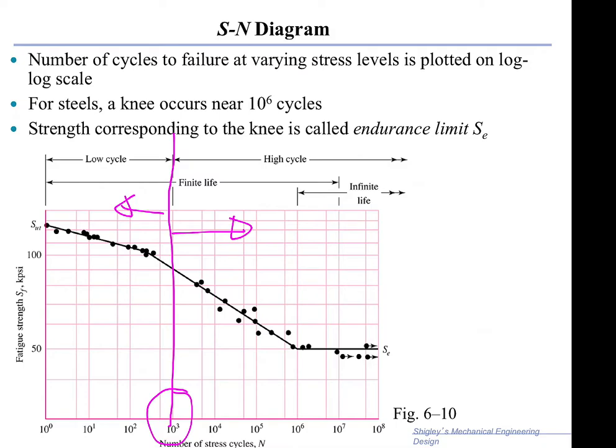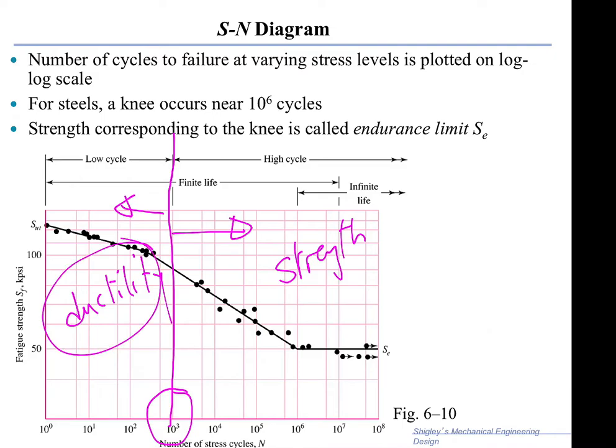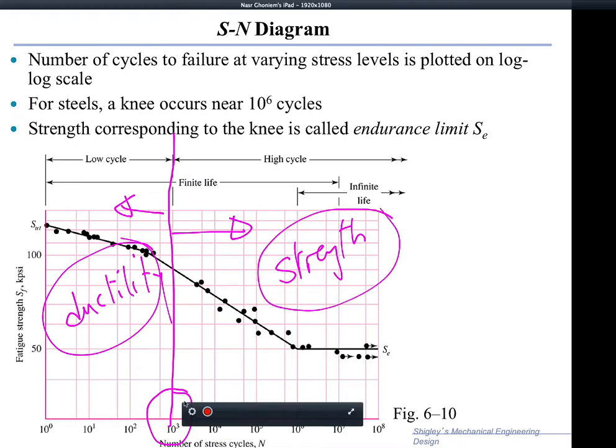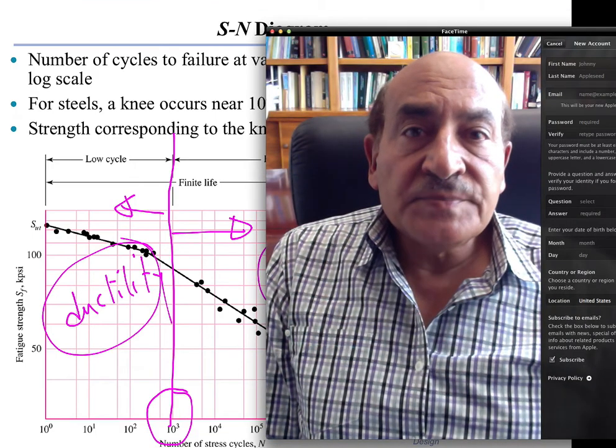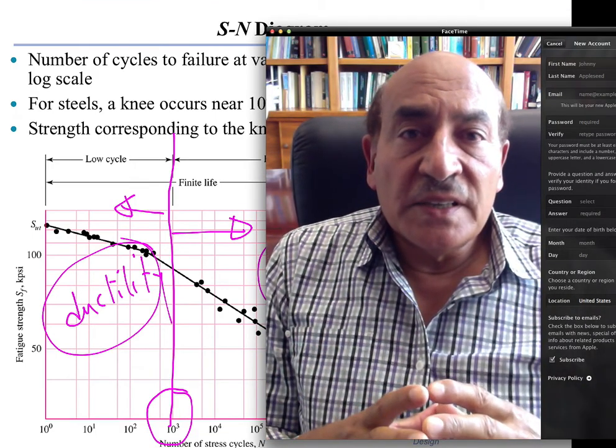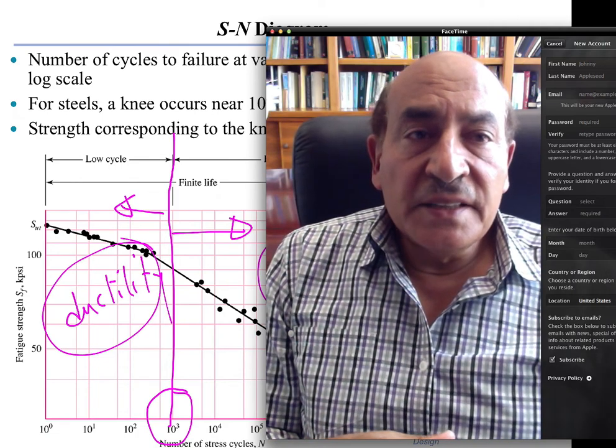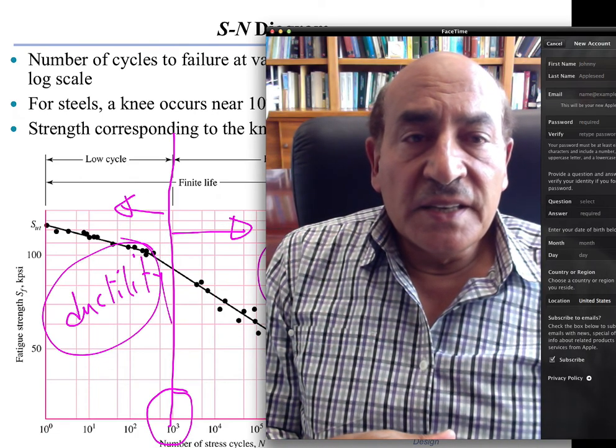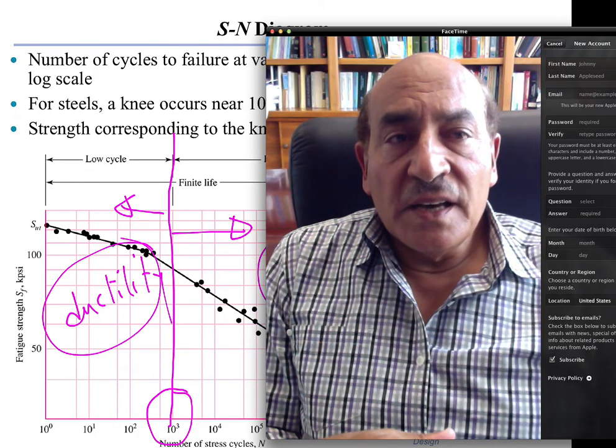In the low cycle fatigue, the ductility is what matters, and in the high cycle fatigue, the strength is what matters. So if you have a material that has a lot of ductility, then it will do well in the low cycle fatigue. However, if you have a material that has high strength, it will do well in the high cycle fatigue. And with that, I think we're going to conclude this lecture, and we will continue in the next lecture looking at other applications.